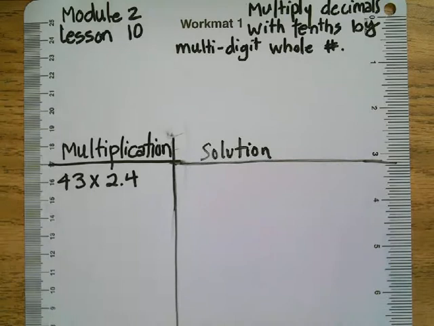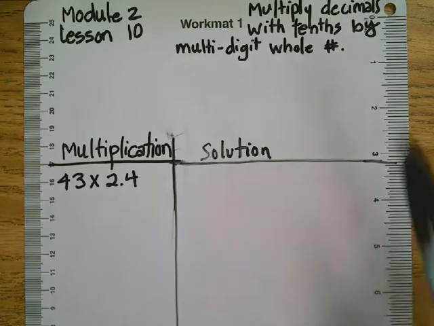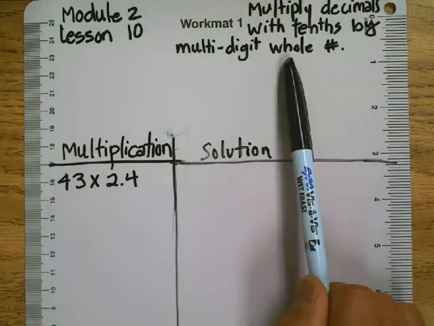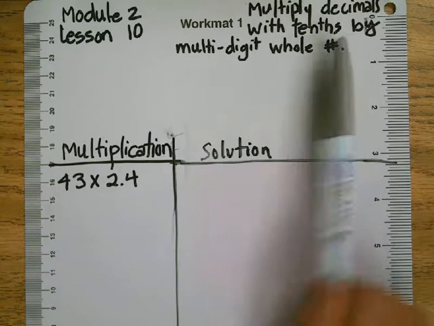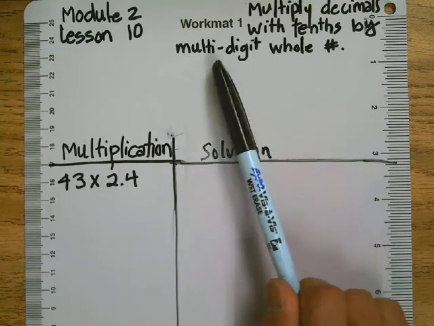Okay, we are continuing on the Eureka module 2, lesson 10. And this time we're multiplying decimals with tenths by multi-digit whole numbers.